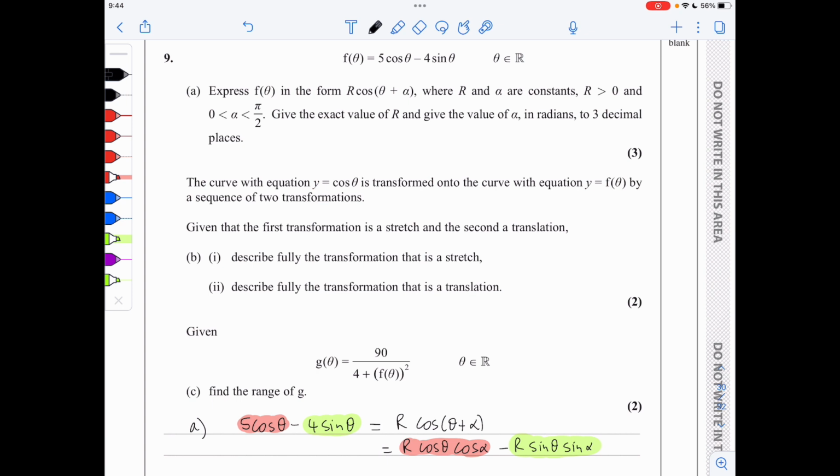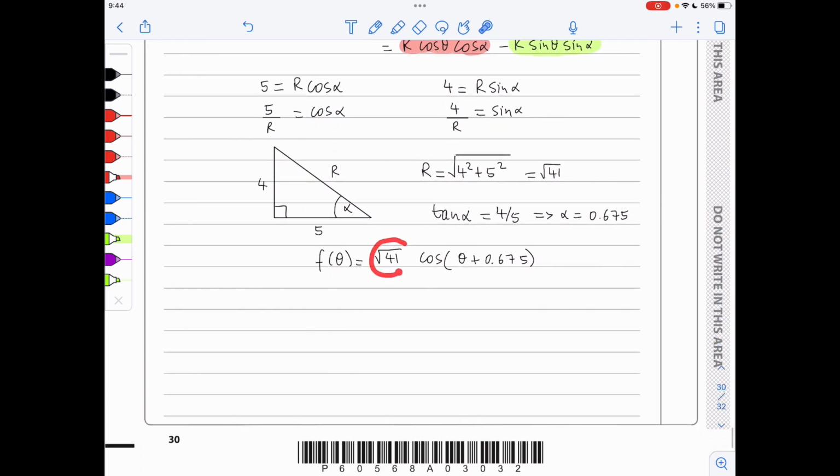The curve y equals cos theta is transformed to the curve y equals f of theta. And given that the first transformation is a stretch and the second is a translation, we need to describe fully the transformation that is a stretch and then the transformation that is a translation. So if we think about it, the stretch here is along the vertical with scale factor root 41. This simply means that we multiply all the y values by root 41. So it's a stretch along the vertical. We need to specify the direction, and then we need to provide the scale factor. So scale factor root 41.